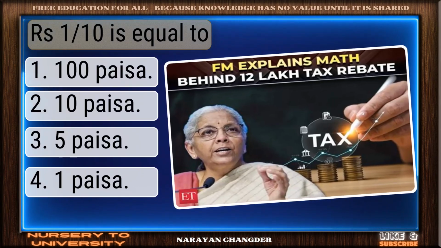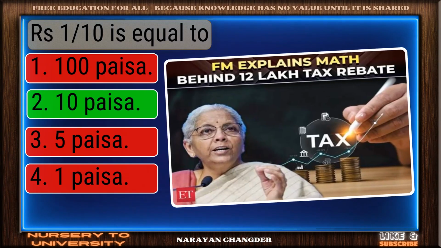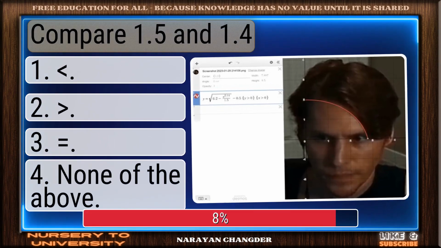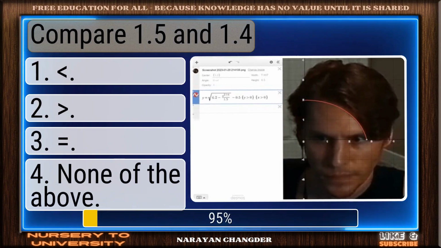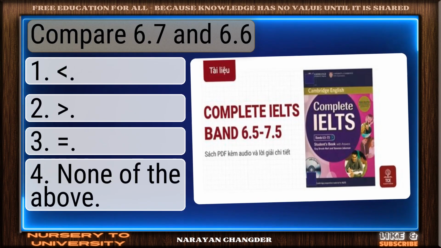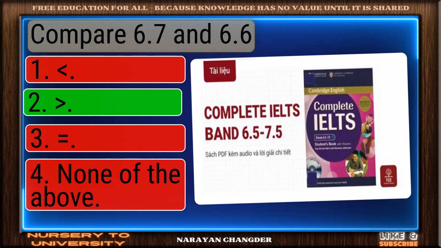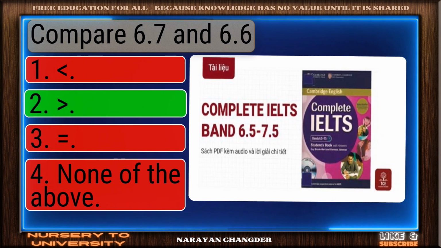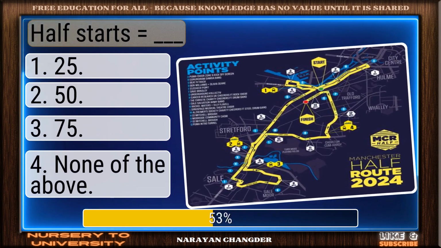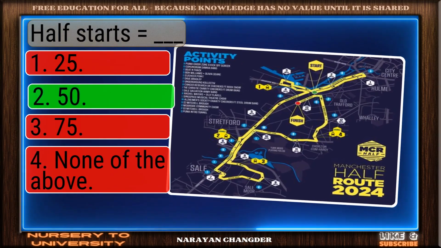Rupee 0.10 is equal to. You got it. Your choice 10 paisa is right. Compare 1.5 and 1.4. Well done. Greater than is the right choice. Compare 6 and 7 tenths. Nicely done. Less than is a solid answer. Half rupee equal to dash. Well picked. 50 is the correct answer.